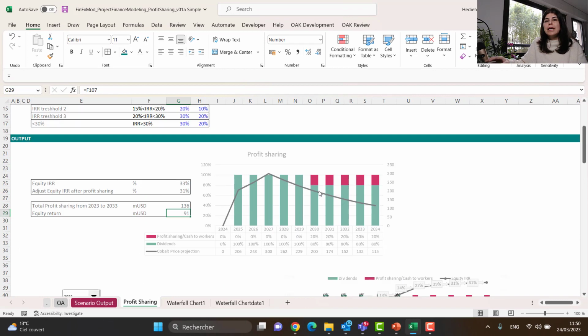So this is mainly what you need to do to build the profit sharing mechanism into your project finance models. Of course, I used the example of mining owners and mining workers. This can be any two entities that want to adopt this kind of profit sharing structure. It can be two shareholders. It can be labeled as different shares, A shares and B shares, or different kinds of terminology. But the concept is that there's going to be a condition that is going to trigger this profit sharing.